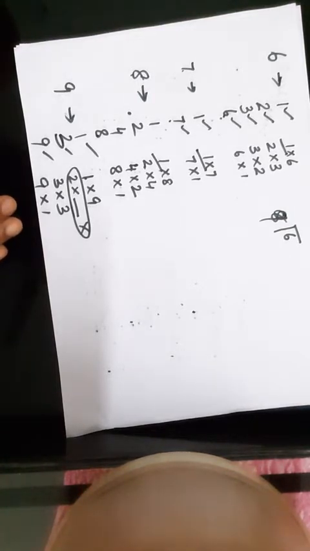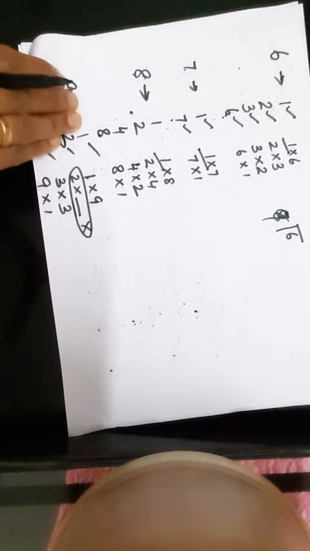So that is about factors. I hope everyone understood the concept of factor. What is a factor? We can find it by dividing a number by an exact divisor. That is called a factor of a number.